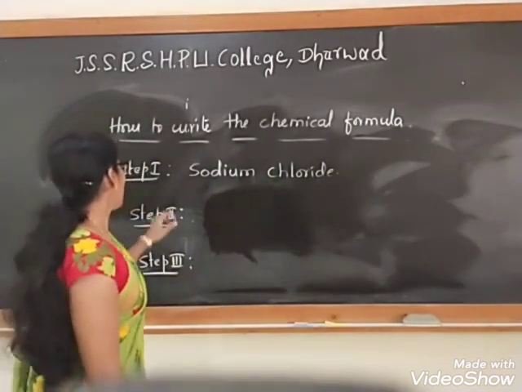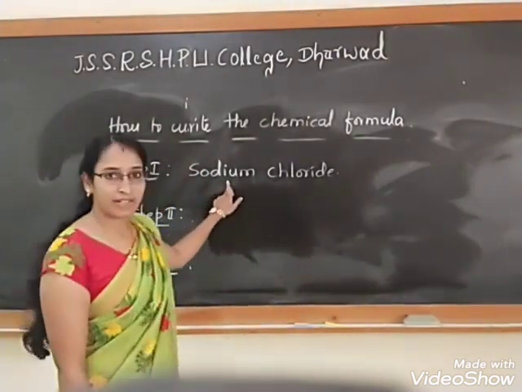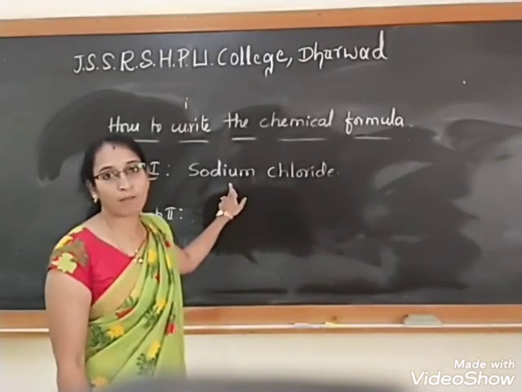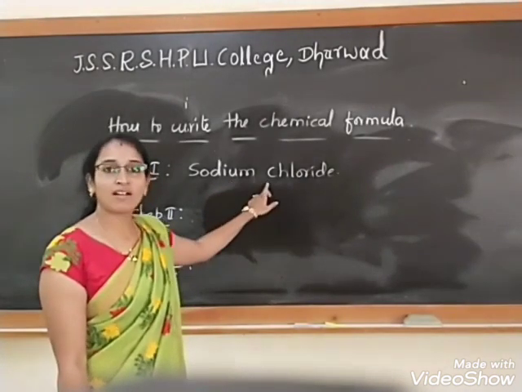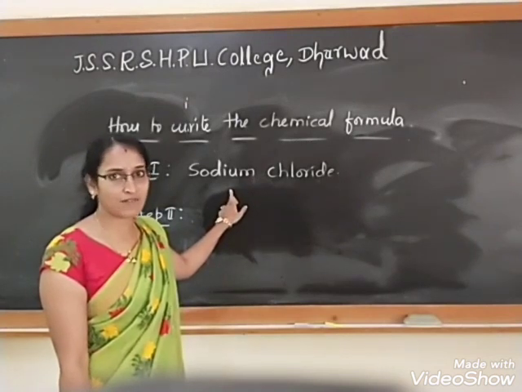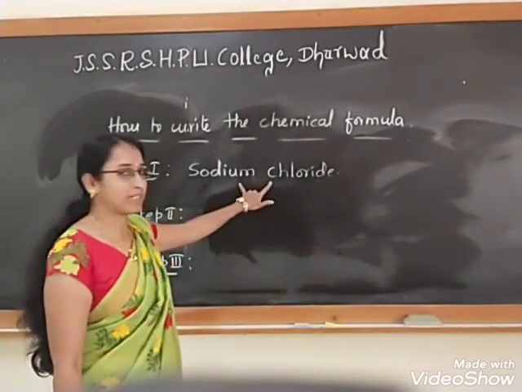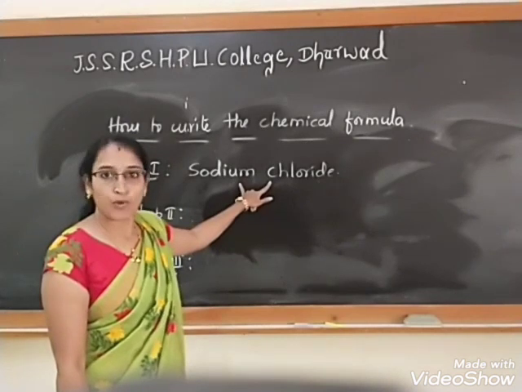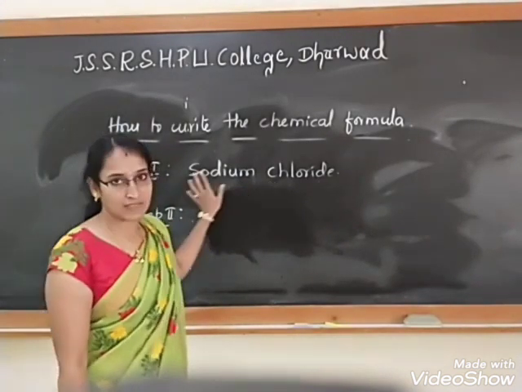Okay, so in the first step we should write the name of the compound. ಈಗ ಯಾವ ಕಂಪೌಂಡಿಗೆ ನಿಮಗೆ ಫಾರ್ಮುಲಾ ಬೇಕು ಆ ಕಂಪೌಂಡ್ ಇಂದ ಹೆಸರು ಬರ್ಕೋಬೇಕು. So that is the first step. So for example, sodium chloride. So first the name of the compound should be written. So sodium chloride, that is the first step.